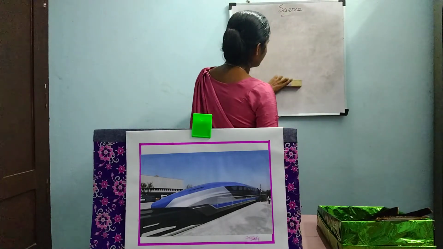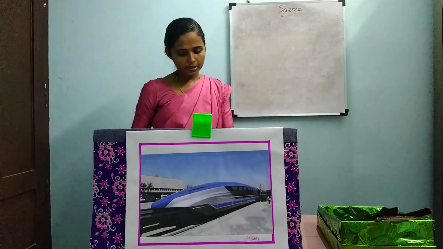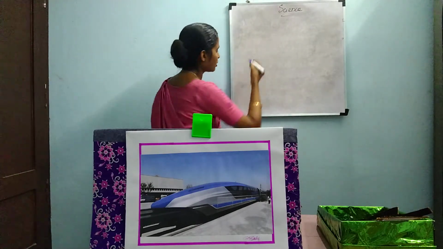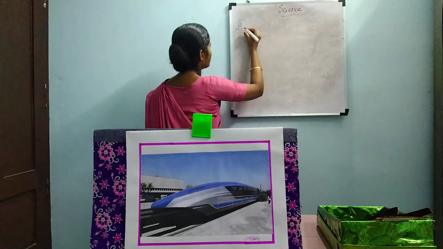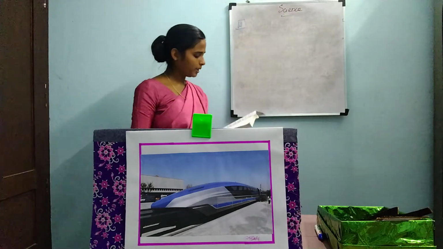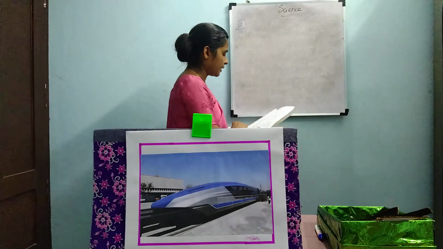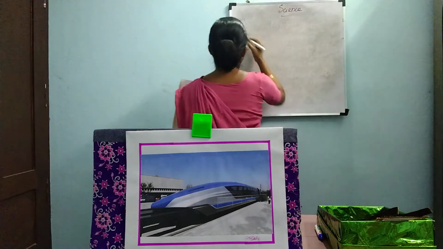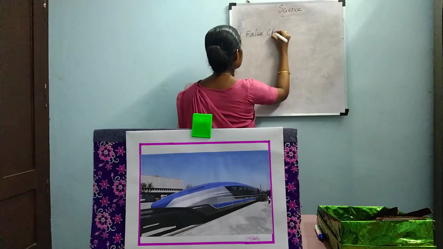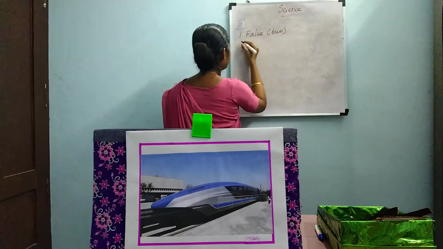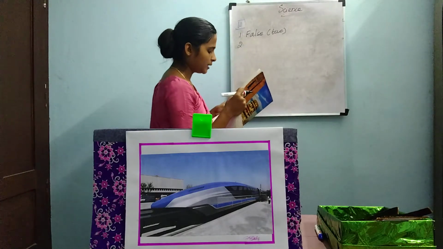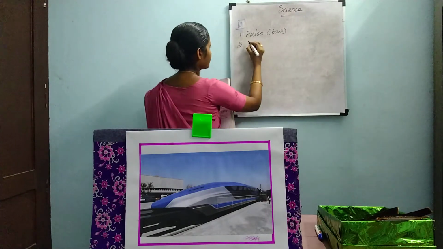And the third, Roman number 3, true or false. If false, give the correct answer. Roman number 3. A cylindrical magnet has only one pole. Answer, false. Cut the 1 and write 2. Second one. Similar poles of magnet repel each other. True.